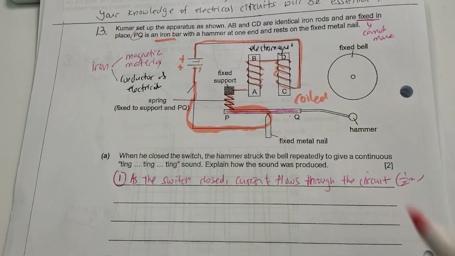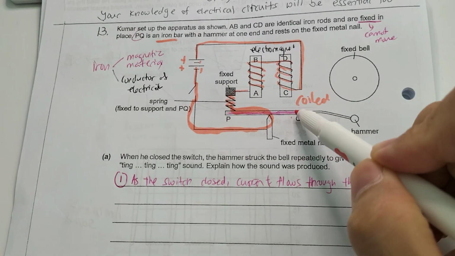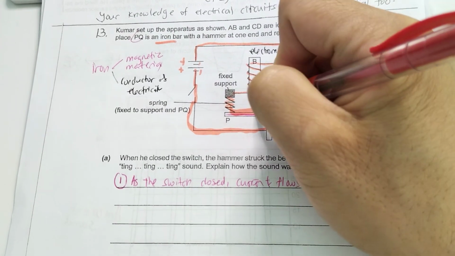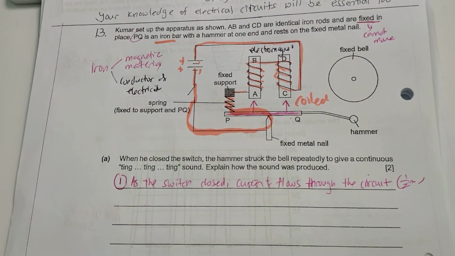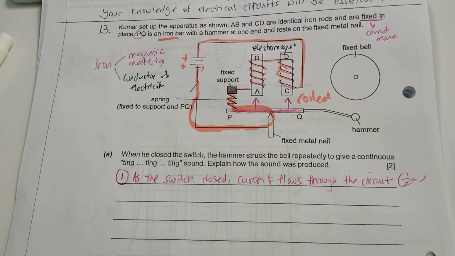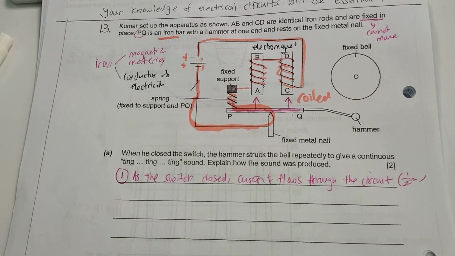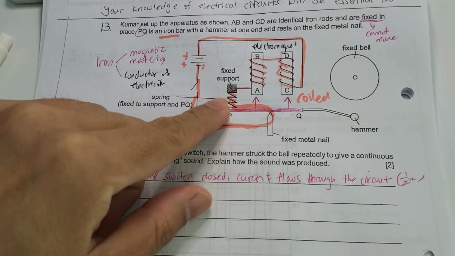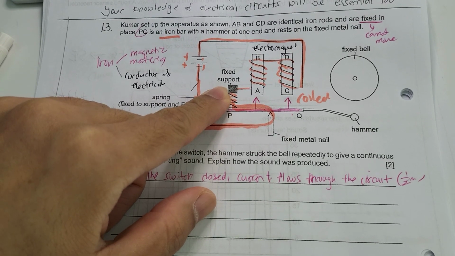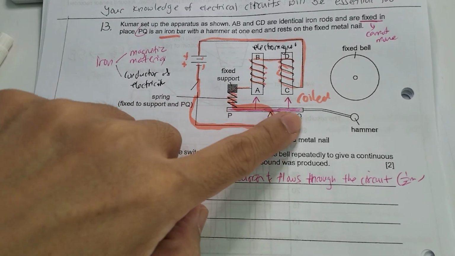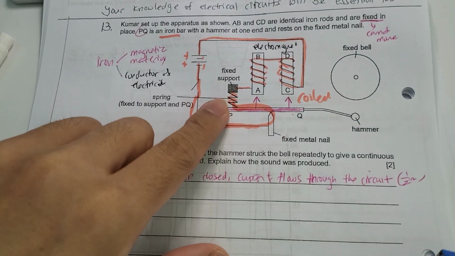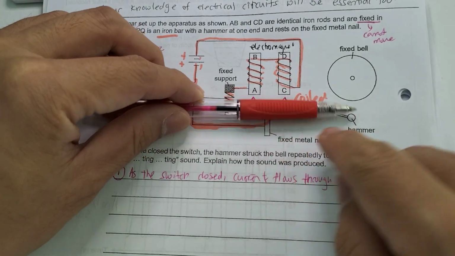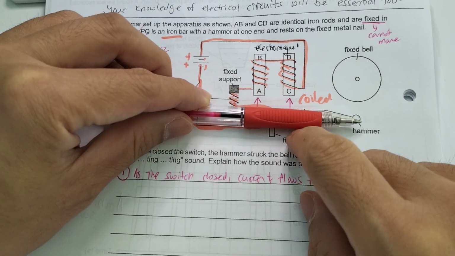So what happens when these become magnetized? And this is a magnetic material. It will then attract and pull this up. And what happens when this PQ moves up? This is like a spring that can be compressed. When it pulls this up, what happens? Sorry, it pulls it up this way, because this is like a hinge, fixed support. So imagine my red pen now is the PQ. It pulls it up. You can see now the hammer hits this, ding, pull up and hits.